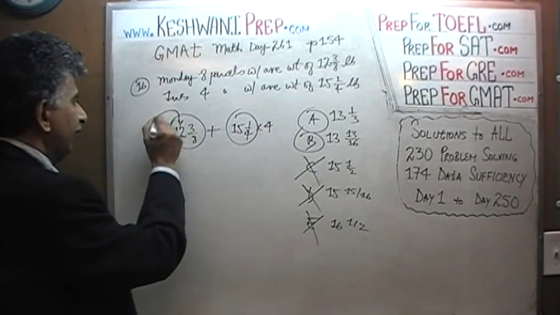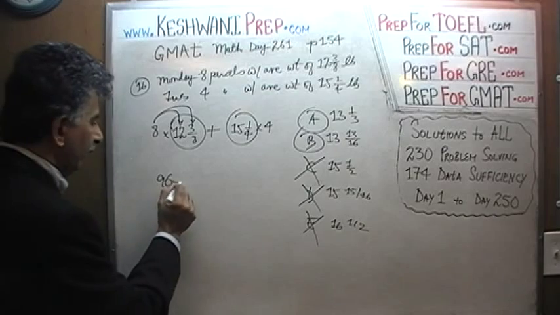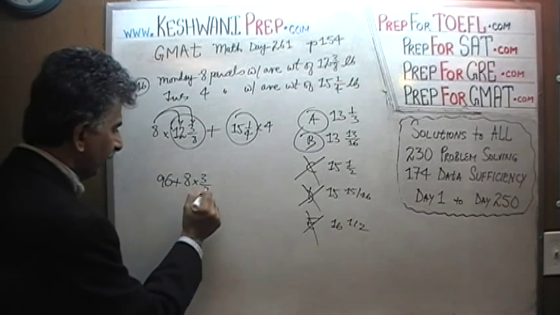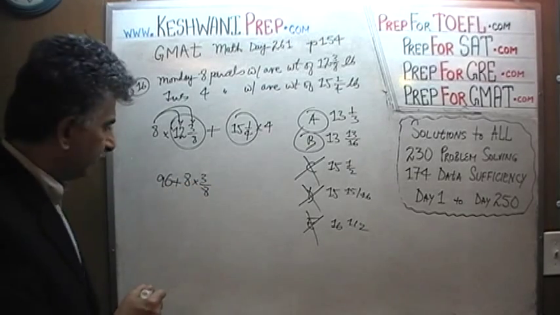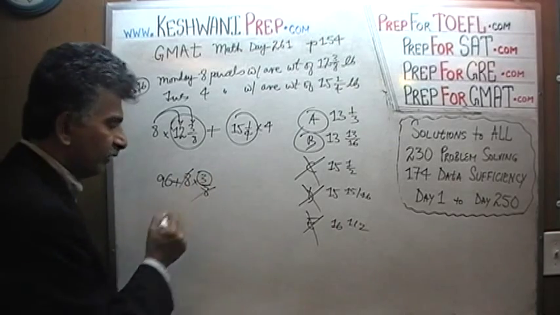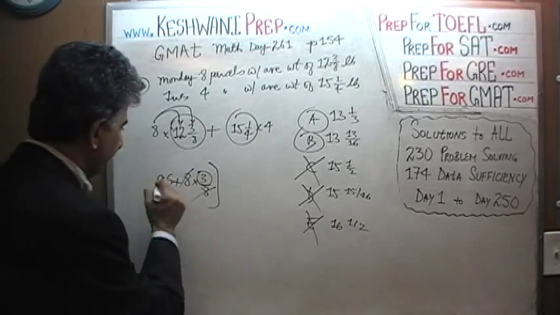And then we have 8 times 3/8. I'm just doing it for your benefit. I'm not going to do it in a real exam. The 8s are going to cancel out, and it's just 3. So that's the first part.